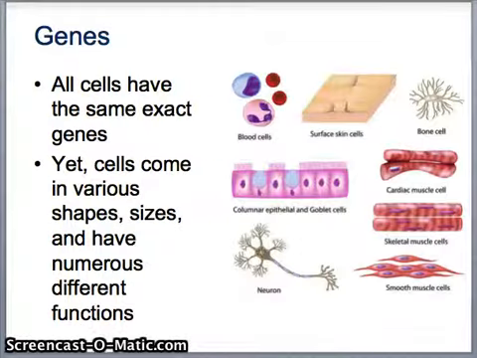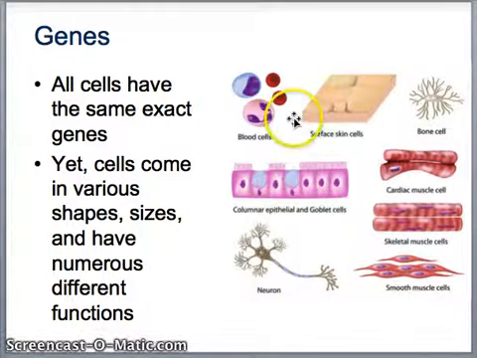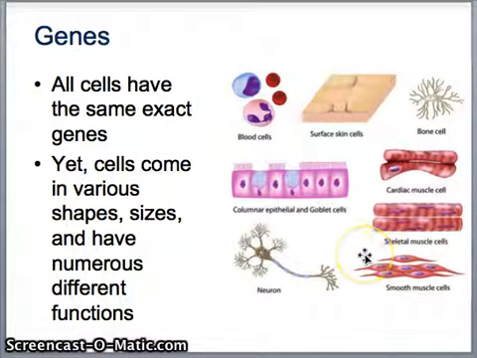So first, let's just talk about gene expression. Every cell in your body has the exact same DNA. They all came from one single cell, the fertilized egg, and then they all divided. But as cells divide, they differentiate into various different cells, and this is only a small sampling here. You see how they're all very different sizes and shapes, and they all have different functions. That's all because of gene expression.